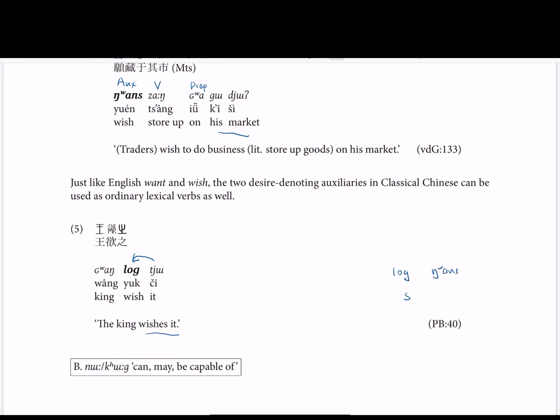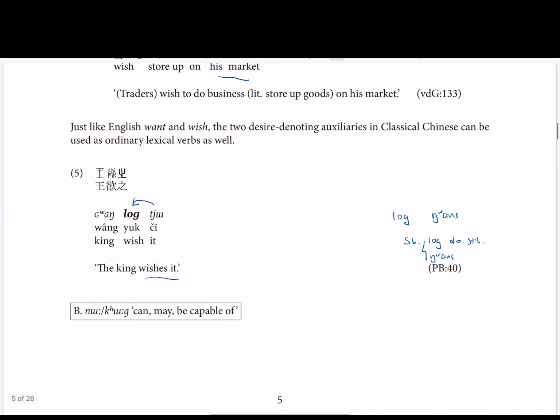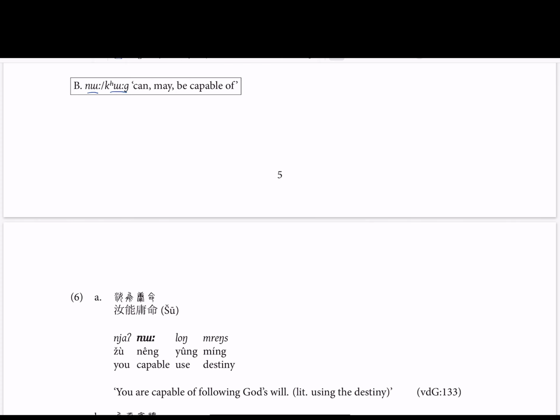So somebody, log, do something, or somebody, guans, do something. Both mean somebody wants or wishes to do something. Next, we learn the two auxiliary verbs for can, may, or be capable of. One of them is nu, and the other is could. Let's learn these through examples.